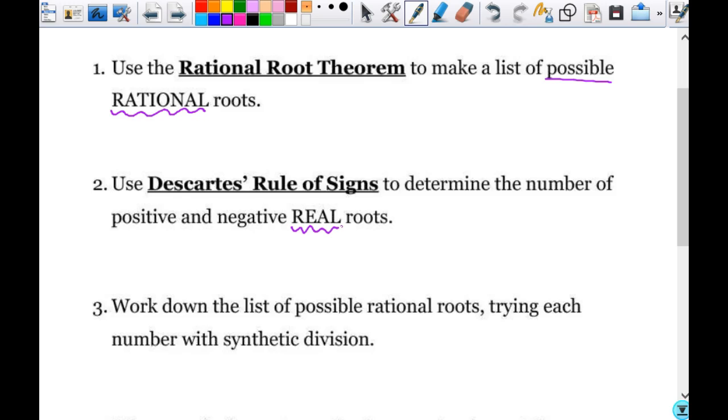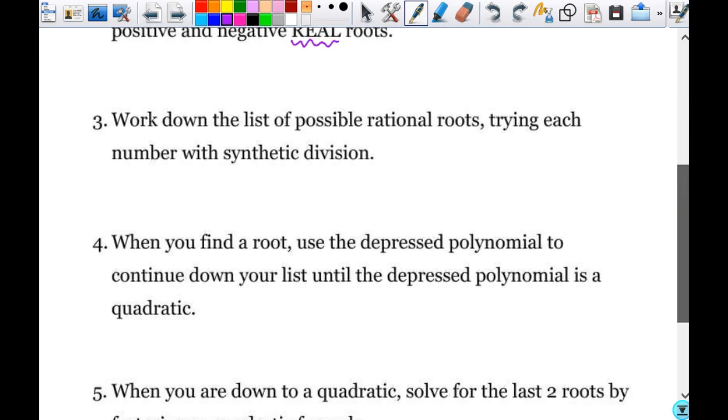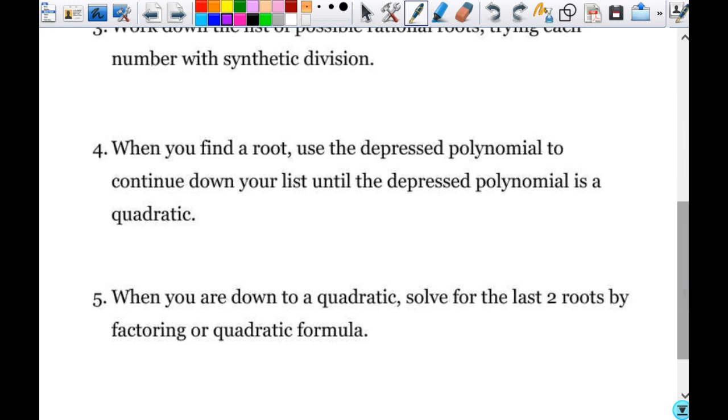So we try each one doing synthetic division because it's going to be the easiest way to do it. Then when we find one, we use the depressed polynomial. That's the thing you get after you do synthetic division, right? And then you continue down the list until you get a quadratic. Because when you're in the quadratic stage, you can keep going down the list if you want to, but at that point, it's going to be a lot quicker and easier for you to either just factor it if it factors or put it in the quadratic formula if it doesn't factor.